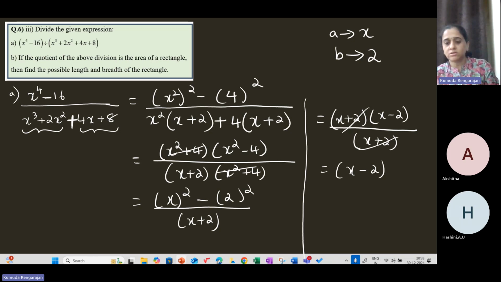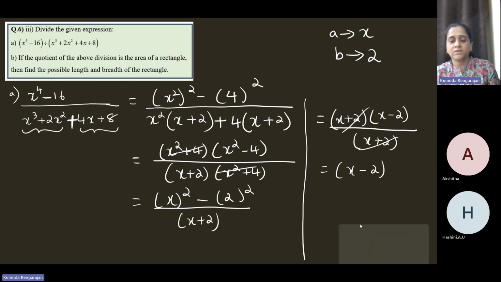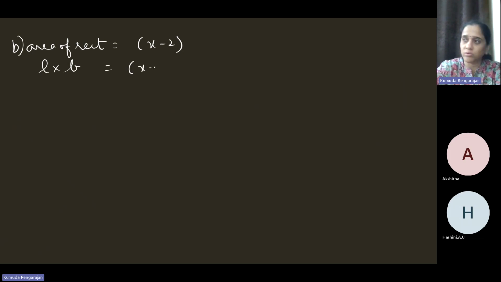What is the quotient in the above division process? X minus 2 is the quotient. What is given? If the quotient of the above division is the area of a rectangle. So, area of rectangle is equal to that quotient, X minus 2. So, that means L into B is equal to X minus 2, correct? So, what are the possible dimensions?